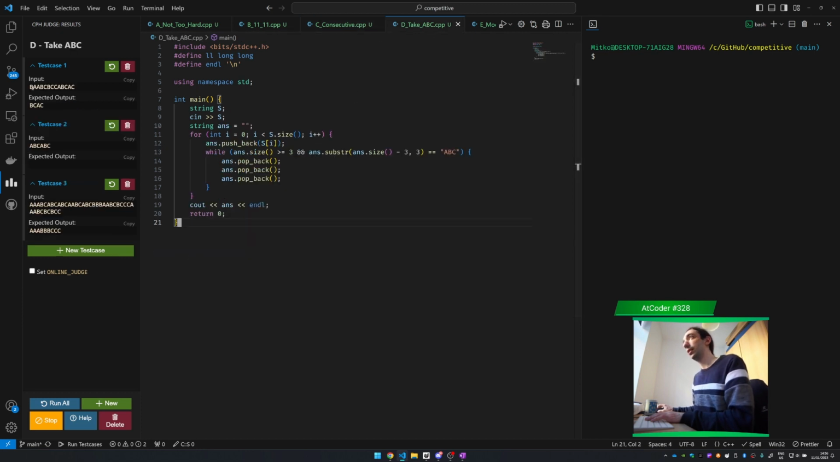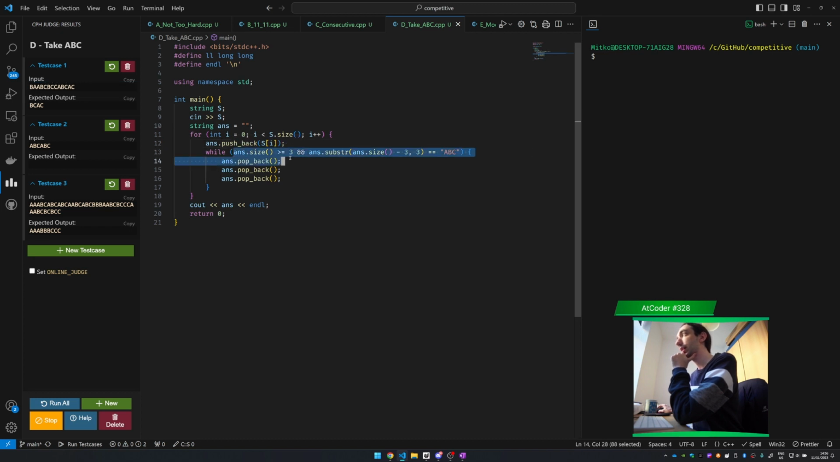Problem D: we take the first occurrence of that ABC and we always delete it, and we shift the whole string like that. This is a well-known problem. What you do is add character by character, and as long as the string is bigger than 3 and the last 3 characters are ABC, we delete the last 3 characters. We repeat deleting these last 3 characters, and we repeat adding a character as well. That's straightforward.